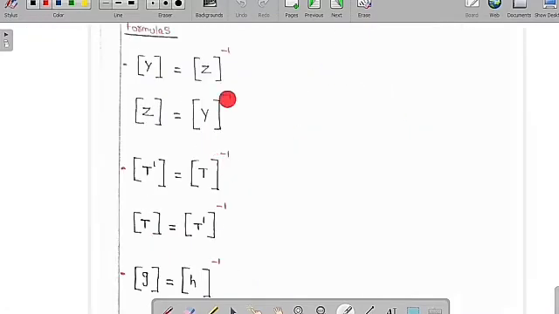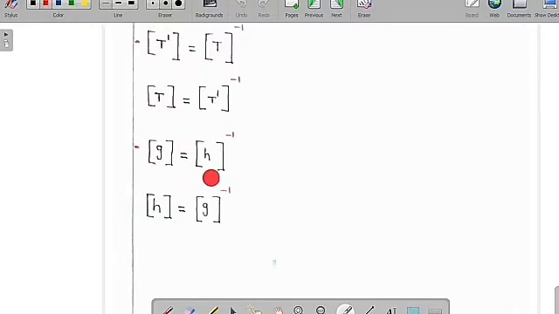So now here I have already written, Y matrix is equal to inverse of Z matrix, or Z matrix is equal to inverse of the Y matrix. And similarly, T dash is equal to inverse of T matrix, whereas T is equal to inverse of the T dash matrix. G is equal to H inverse, and similarly H matrix is equal to G matrix inverse, because they are inversely related. So therefore Z and Y, T and T dash, and H and G. This is the way that you need to remember.